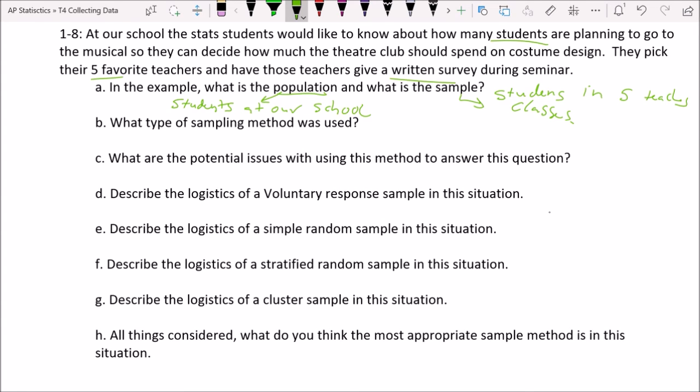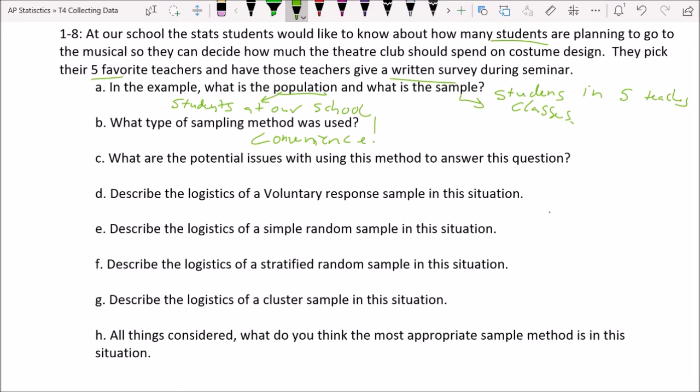Y'all, this is straight up convenience, okay? Going to your favorite teachers is easy. It's convenient. All right, what are the potential issues with using this method? Well, one of the potential issues is that it's not representative.